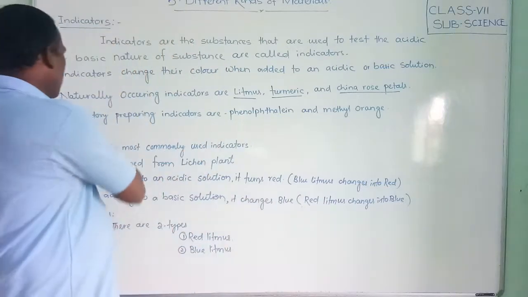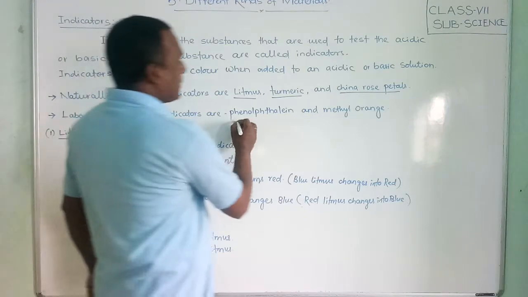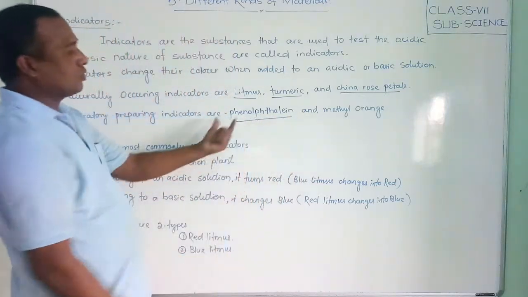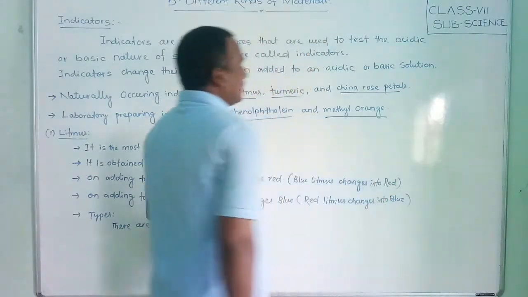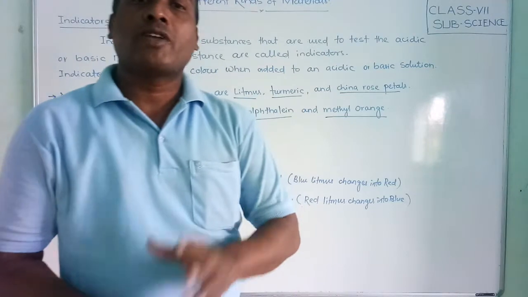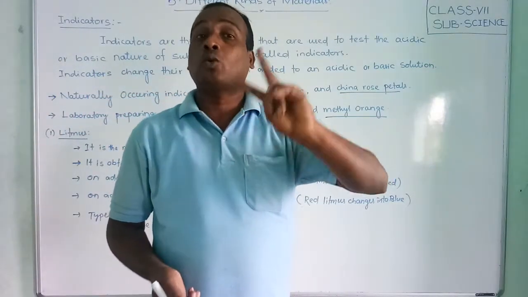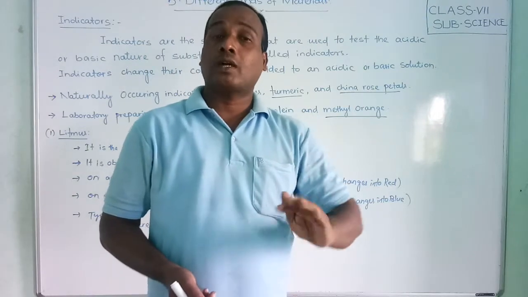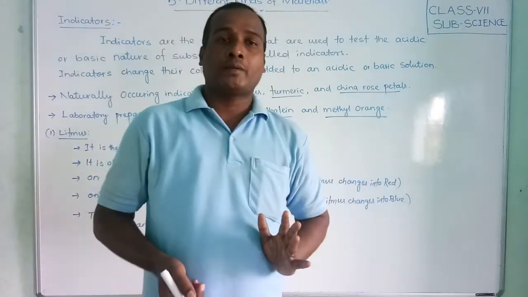The second one is prepared in the laboratory. The indicators prepared in the laboratory are phenolphthalein and methyl orange. These are new words, you should write them down and practice. These two things, phenolphthalein and methyl orange, we are preparing in the laboratory. Okay, students. So there are generally two types of indicators. One we get naturally, another one artificially, like we prepare in the laboratory.